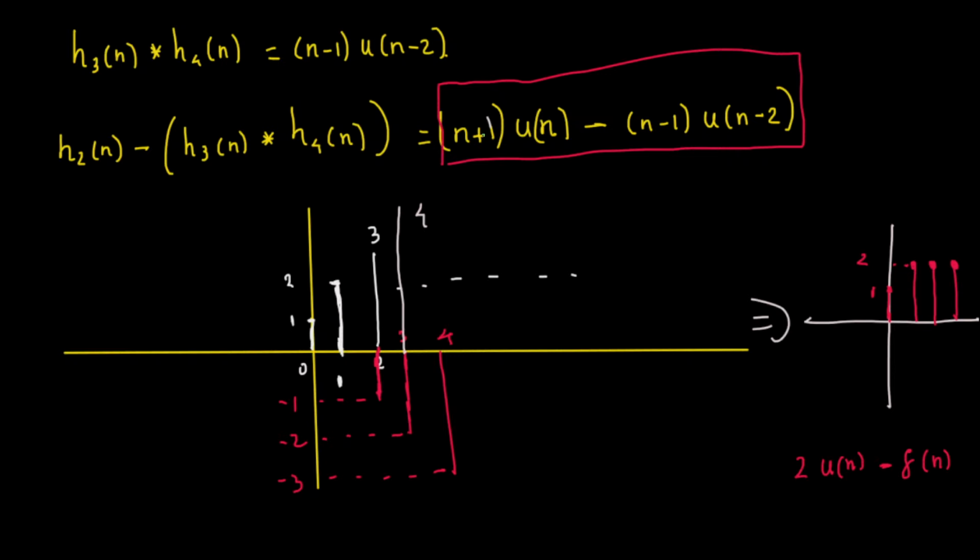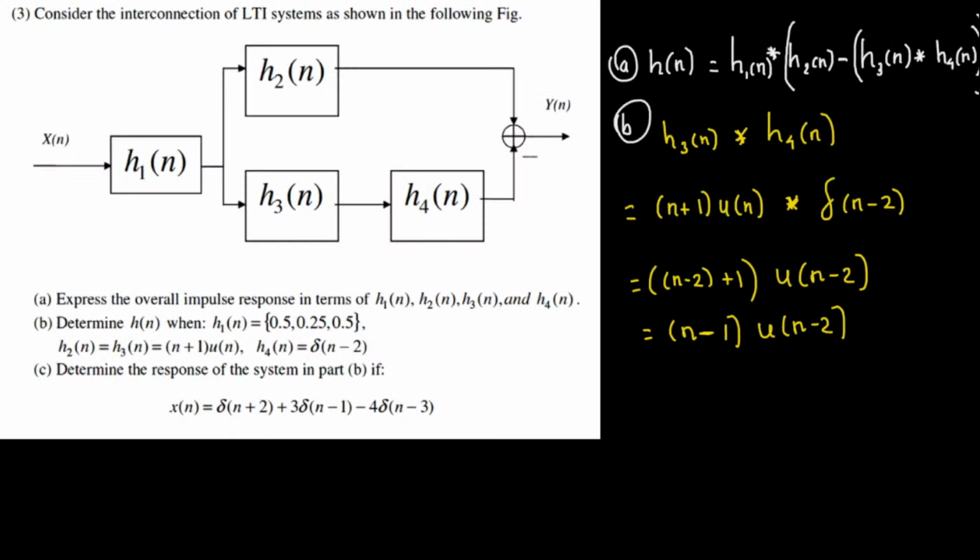Okay, so this is the equivalent expression for this one. You can also say this is equal to 2 u of n minus delta of n. Okay, but our final purpose is to derive this expression in terms of these terms. We have taken care of it up until this point. Now we have to convolve that one with h1 of n, and h1 of n is given by 0, 0.5, 0, 0.25, 0, 0.5, and here I have to make a correction. We have to know that this is at the origin.